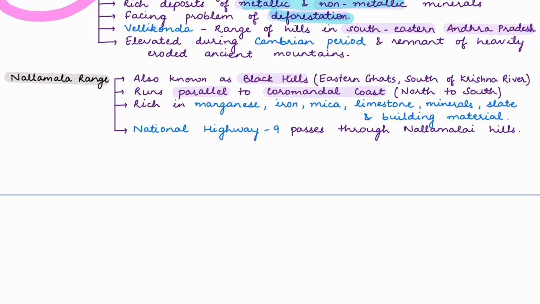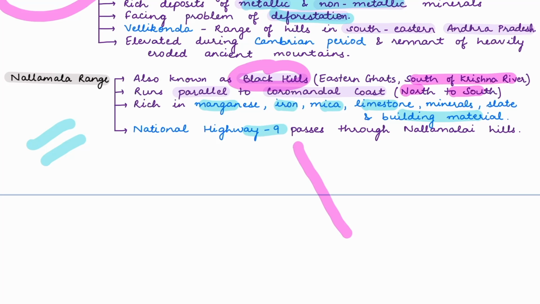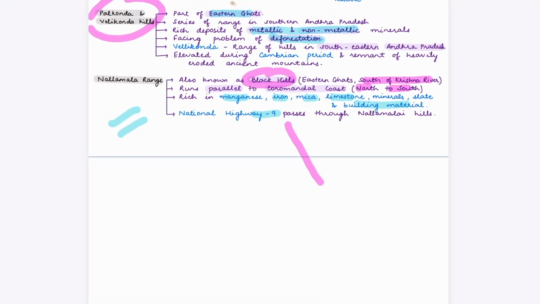Now, when we talk about the Nalla Malla Hills, they are called the Black Hills, and these hill ranges run parallelly on the eastern coast of India from north to south. Again, one very important aspect of the Nalla Malla Hills is that they lie to the south of the Krishna River, which happens to be one of the most important rivers of South India, and rich deposits of minerals such as manganese, iron, mica, and limestone are found. Also, many important building materials such as slate stone are found here. National Highway number 9 also passes through. So, this is the importance of these particular hill ranges.